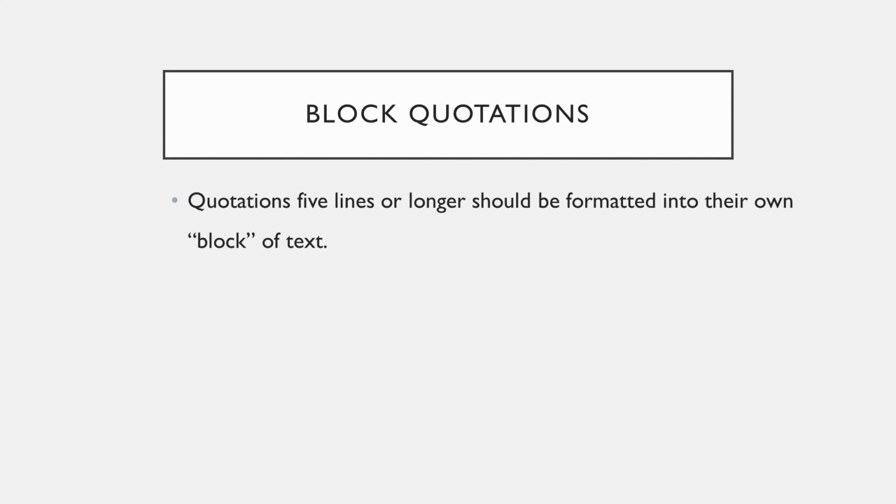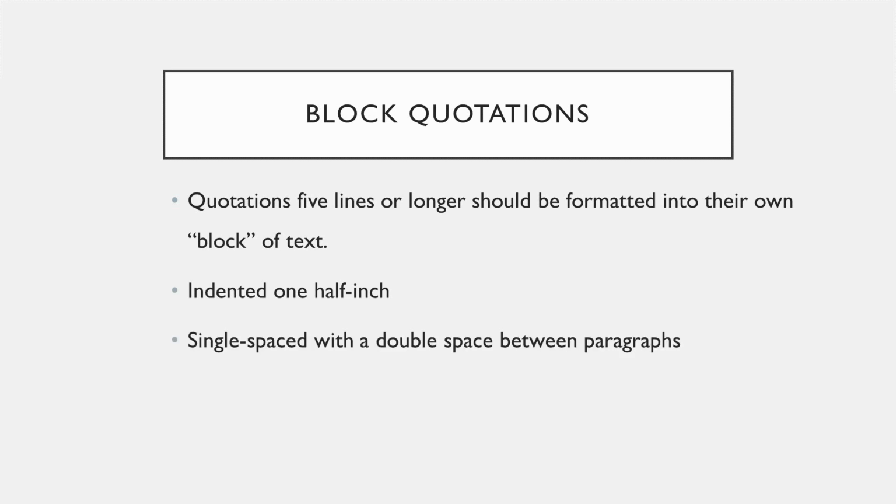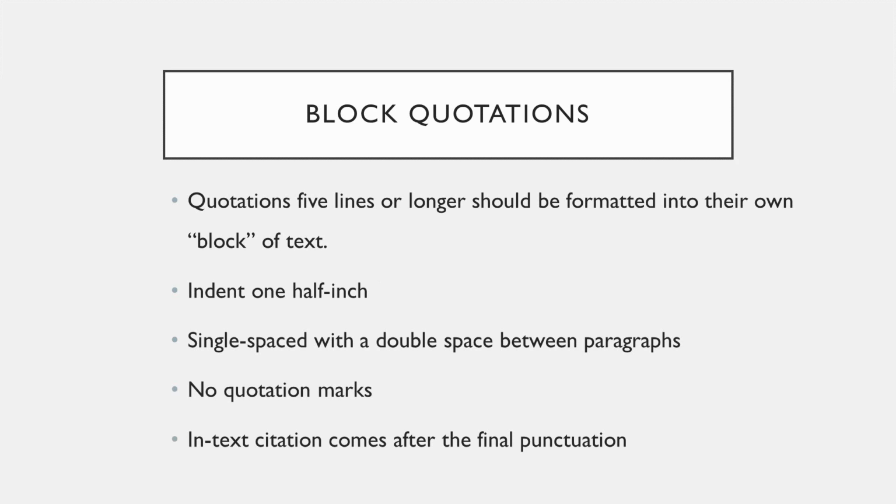Any quotation you incorporate into your paper that is 5 lines or longer should be formatted into its own block of text. A block quotation should be indented 1/2 inch, be single-spaced with a double space between the paragraphs, not have quotation marks around the quote, and in addition, the in-text citation comes after the final punctuation.